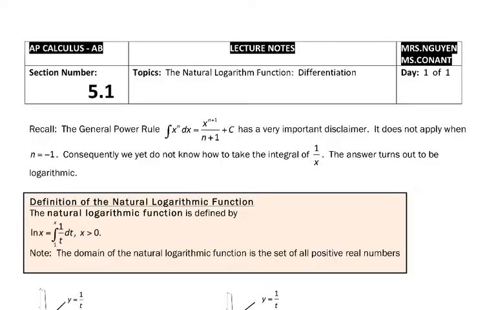Alright, we will continue with taking derivatives. We have learned how to take derivatives of regular functions and trig functions, and today we looked at natural log.